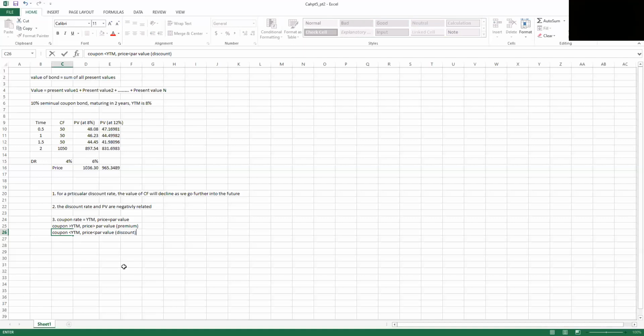So the three important properties of present value, for our case of the bond, are: for a particular discount rate, the value of a cash flow declines as we go further into the future. The second one is that the discount rate and PV are negatively related, and the third is related to the relationship between the coupon rate and the discount rate.